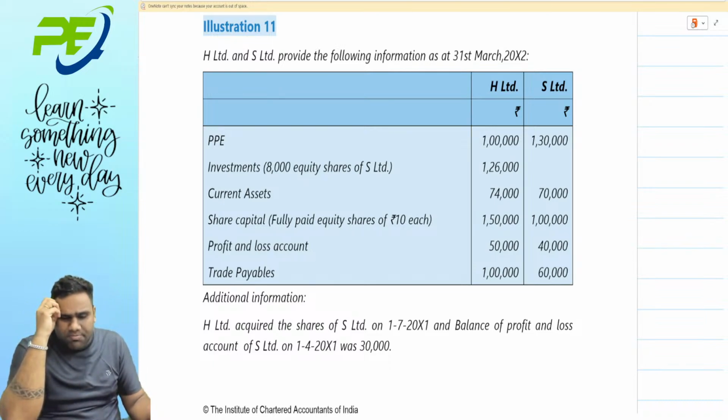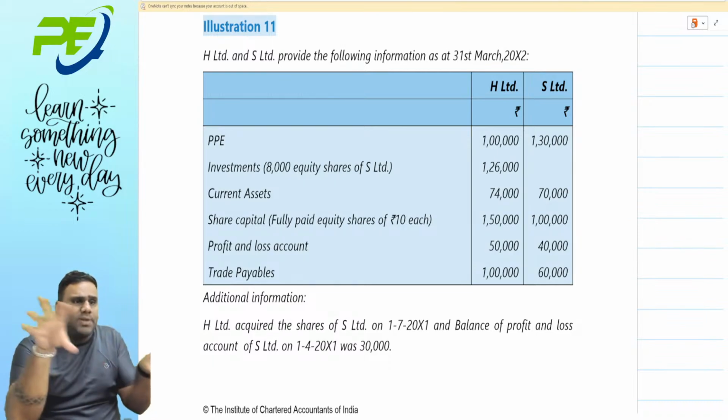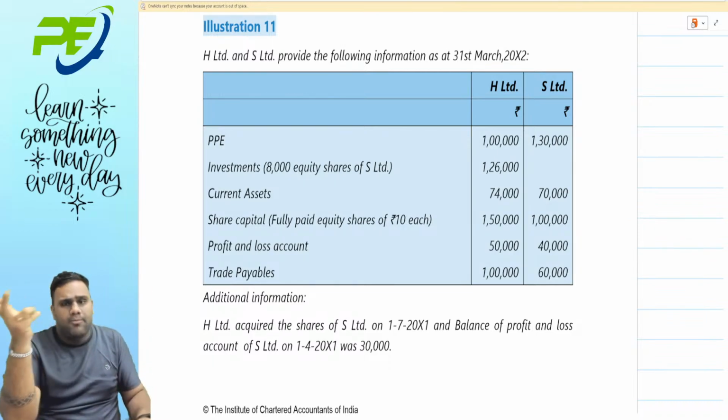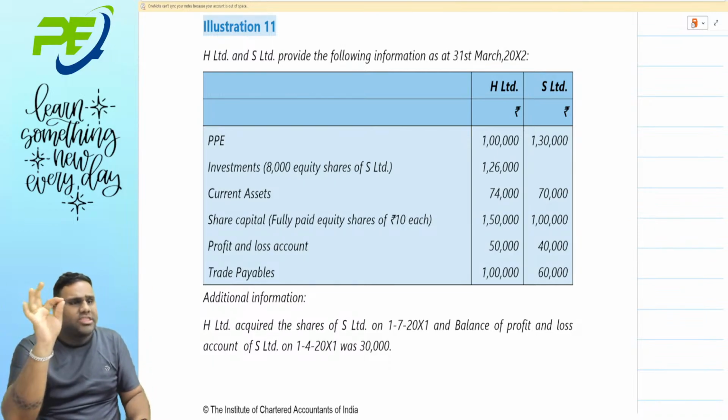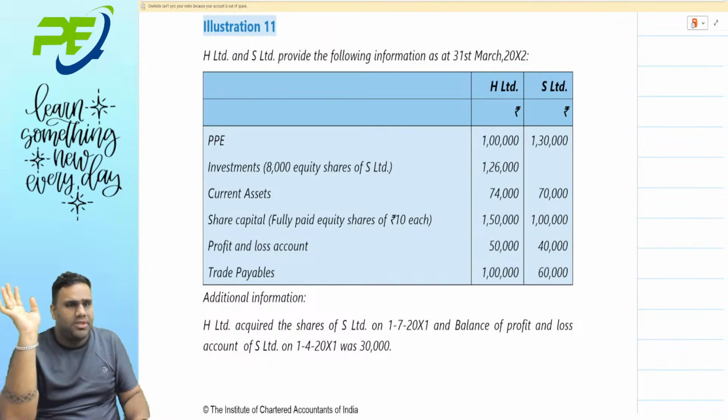Now balance of P&L account of S Limited on 1st April was 30,000. So here we have to split pre-acquisition profit, post-acquisition profit. Except that the entire problem is same. But we don't have choice but to do it fully again.